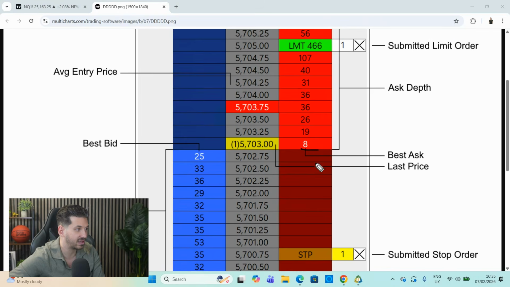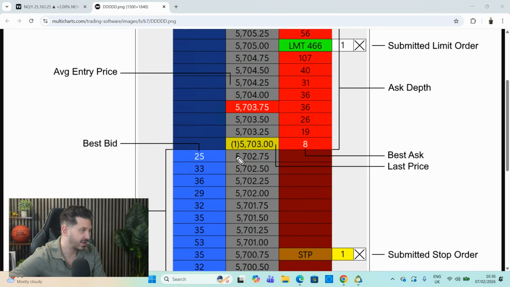So in this case, it's 8. Say there are 8 contracts available at 5,703 and you place an order for 10. It will give you all of those 8, and it will take 2 away from this 19, so there will be 17 available here now. And price would have ticked up one movement to 703.25. You've cleared this level. Really, really simple to understand.